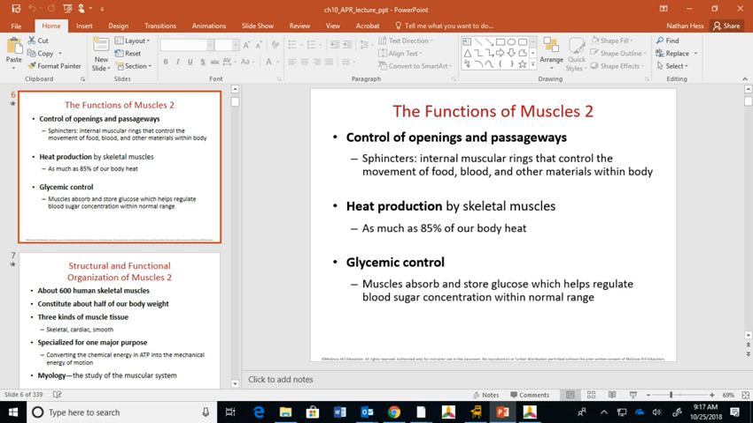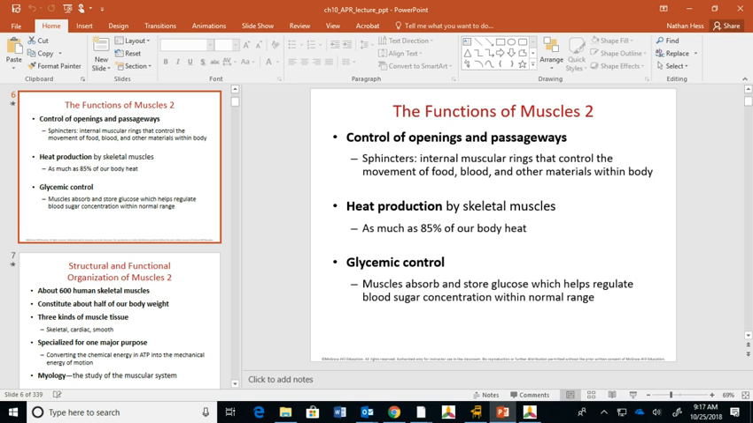But are you comfortable that these passageways also allow things to move through? Again, I mentioned the muscles in your stomach and your intestines that move all this food through. Fourth thing, we're getting into the areas where people don't think about very often. Heat production. Most of the heat that you produce in your body comes from your muscles contracting.